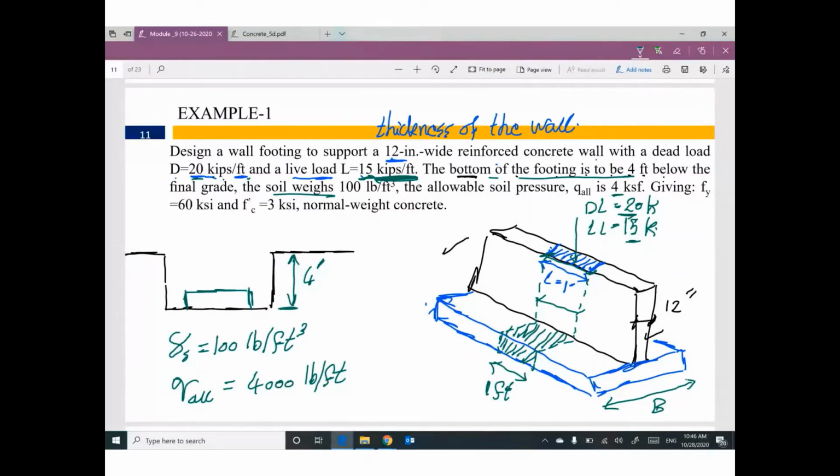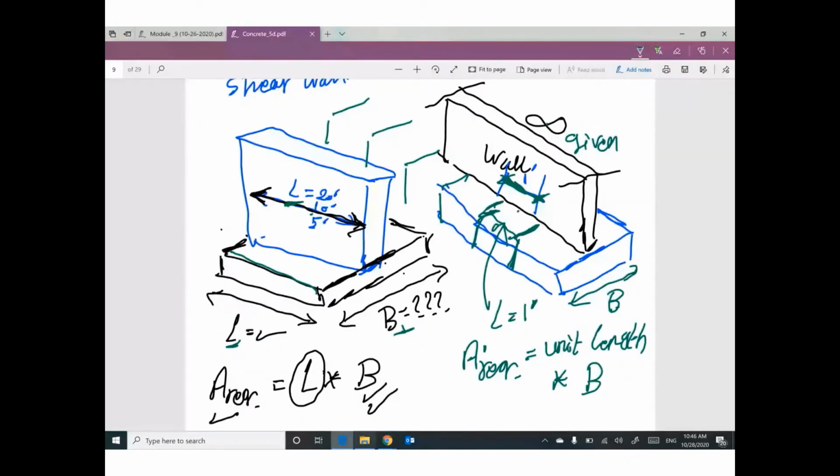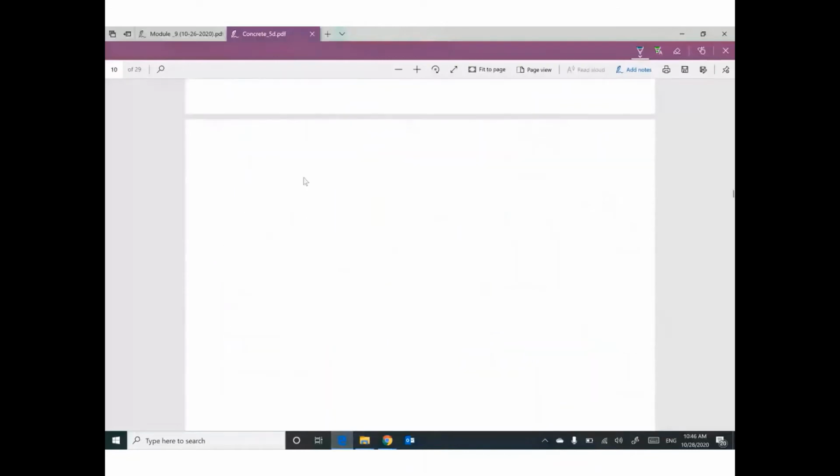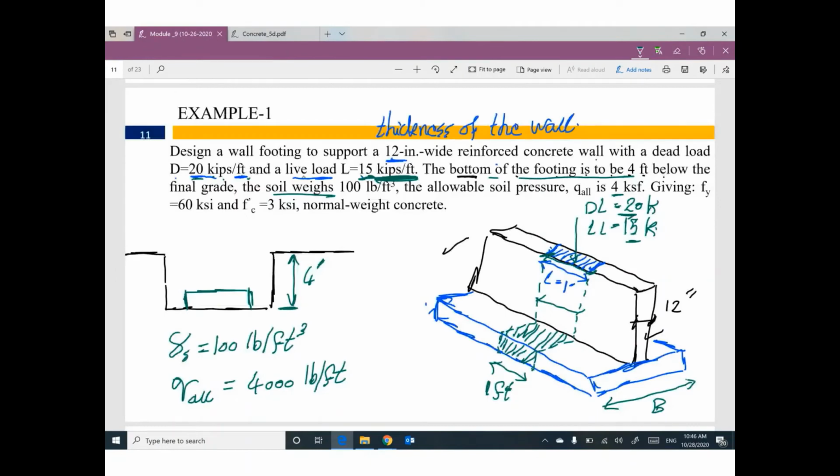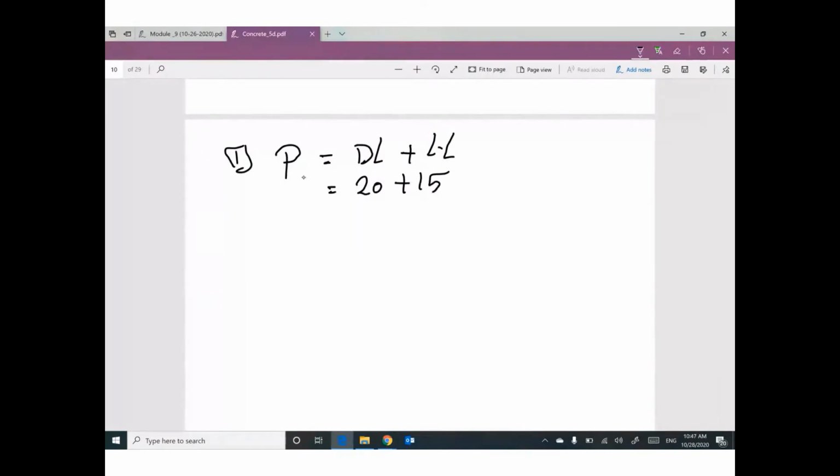So guys, we have a few steps. Let's start with the first step to design a footing. First step: what is the unfactored total load, which equals dead load plus live load without factors? Dead load is 20, live load is 15, equal to 35 kips per foot.